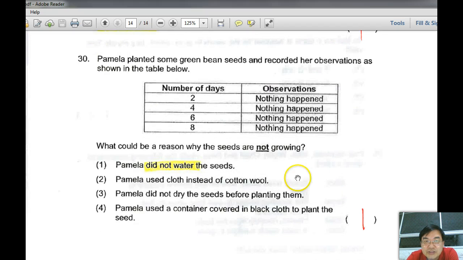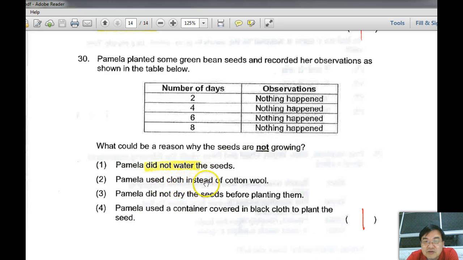Right, the last question here. Pamela planted some green bean seeds and recorded her observations as shown in the following. After a number of days, nothing happened throughout. So what could be the reason for the seeds not germinating or not growing? Very likely she did not put water.